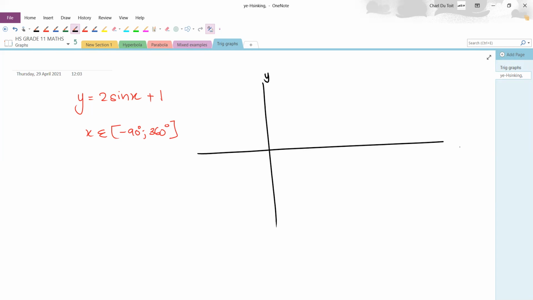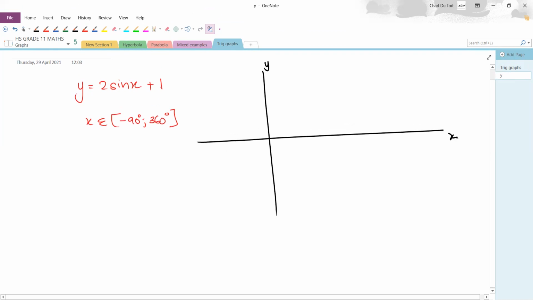There's my y-axis and there's my x-axis. So the way I'm going to do it, I'm first going to draw the 2 sin x part and then just move it up 1. So you use your normal sin graph as a reference. There's also a way of drawing it on the calculator. I don't know if you're aware of that.